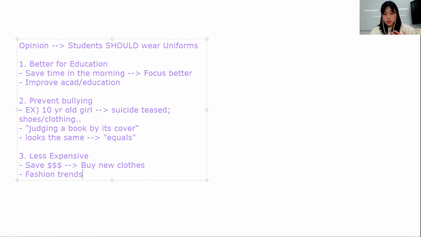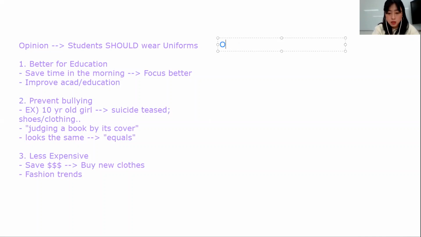Okay? So this was her opinion. This was what she was arguing for. Now, what you need to do is think about the opposite. So it starts off with your opinion for your homework this week. Wait, I can't spell opinion. Here, opinion is that students should not wear uniform.